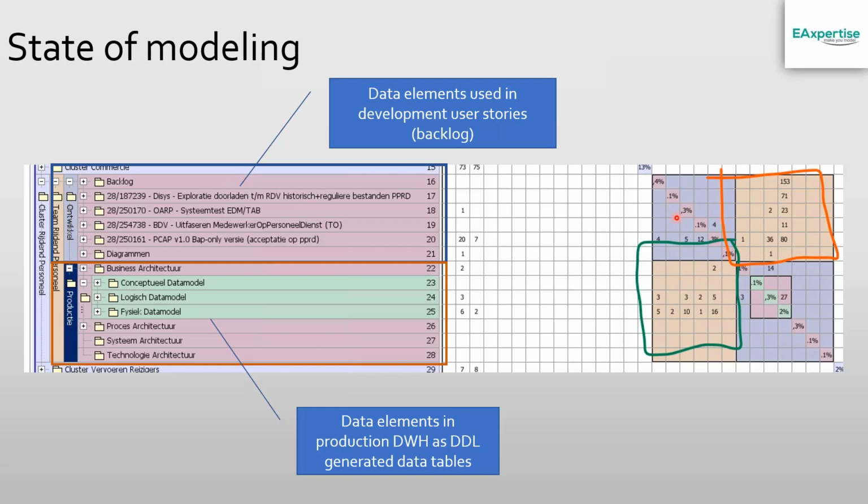So this is from development to production. But on the other hand, there are tables in production related to elements that are still in development. So that makes it very interesting and very difficult. But this helps to see how far we are in moving from development to production.